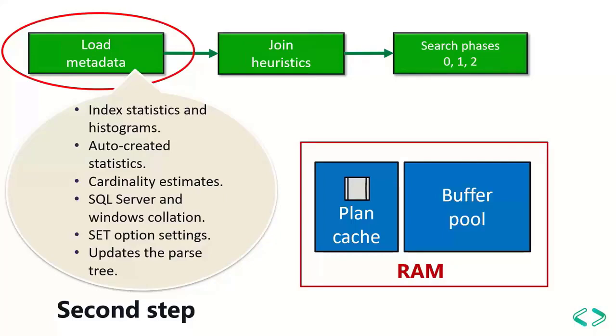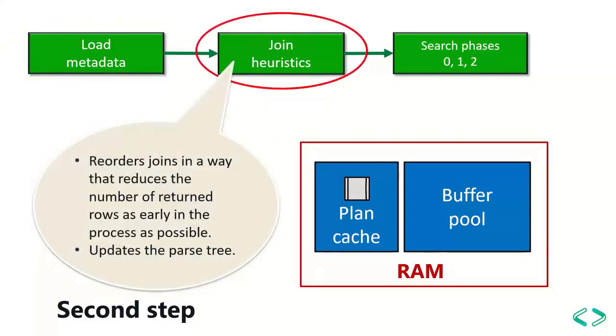And cardinality estimates are gathered here. Cardinality means how many rows the optimizer thinks are going to come back out of each operator inside the query tree. SQL Server and Windows collation are checked here. Set options are also checked here. For example, if you are using set XML on or off, set ANSI padding on or off, depending upon the on or off, the query plan might be dependent. With all this information, the parse tree inside the plan cache is once again updated, and then our query will be sent to the join heuristic component.